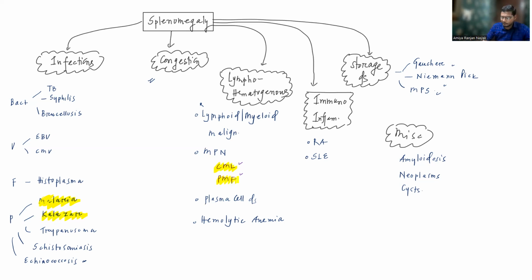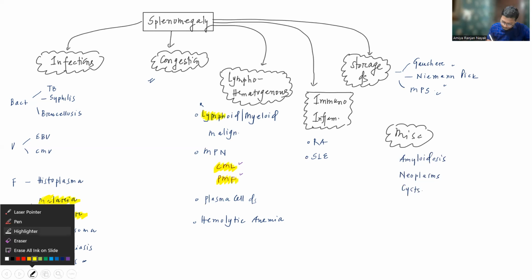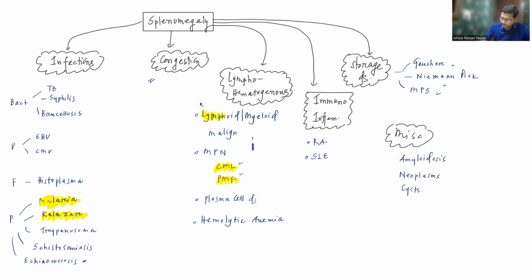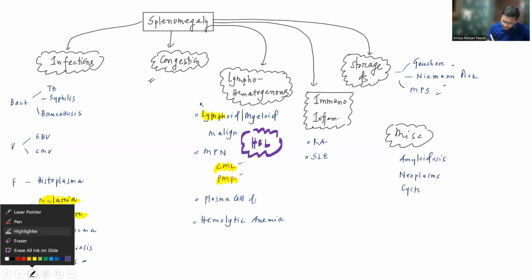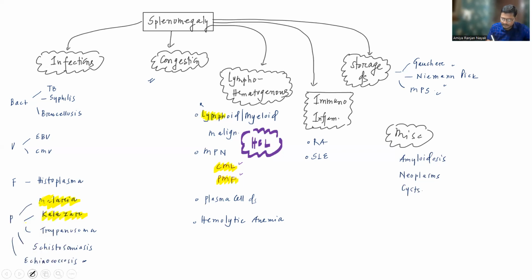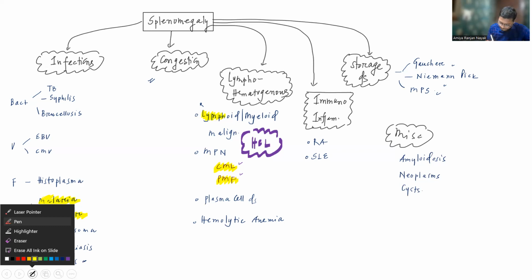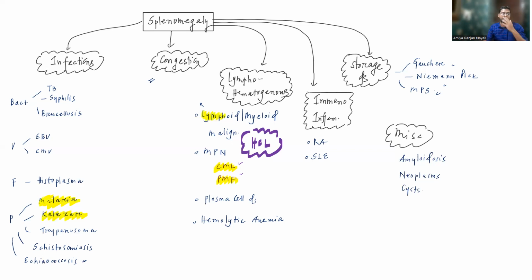Okay, and some of the lymphoid malignancies can cause massive splenomegaly. And among the lymphoid malignancies, one of the important ones I want you to remember is hairy cell leukemia. We'll discuss this again separately, but one of the important lymphoid malignancies is hairy cell leukemia, which is associated with massive splenomegaly. Again, it is not very important at this point of time to remember all these things, because when you study the individual topics, you'll be able to remember them at that time.